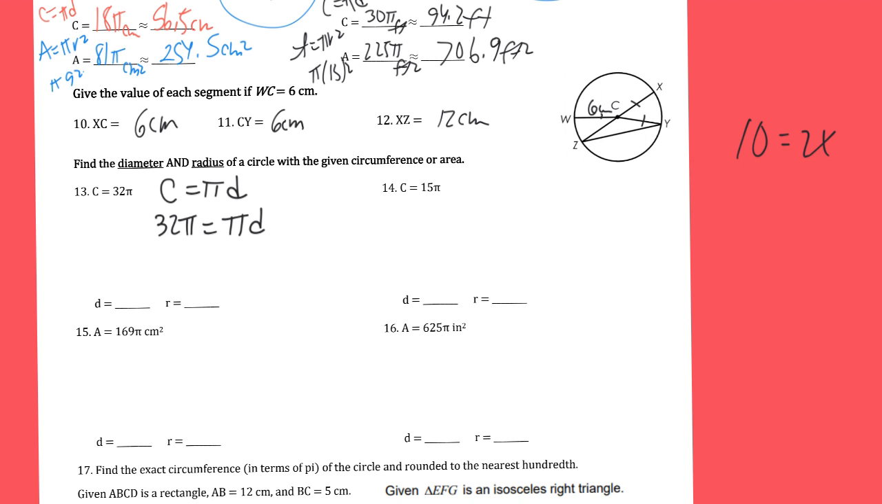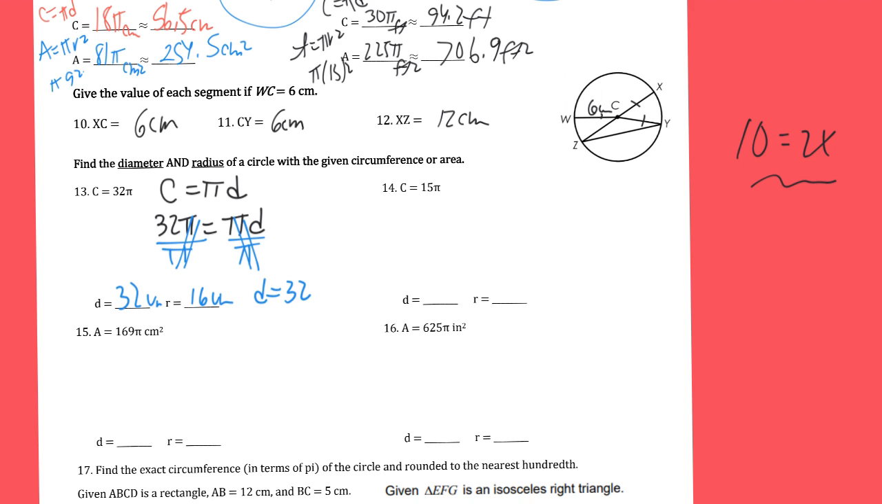So if you want to solve for d, just like the problem over on the right, you divide by the coefficient. Let's divide both sides by pi. Then the value of d equals 32. That means the diameter is 32 units, and its radius is 16 units.